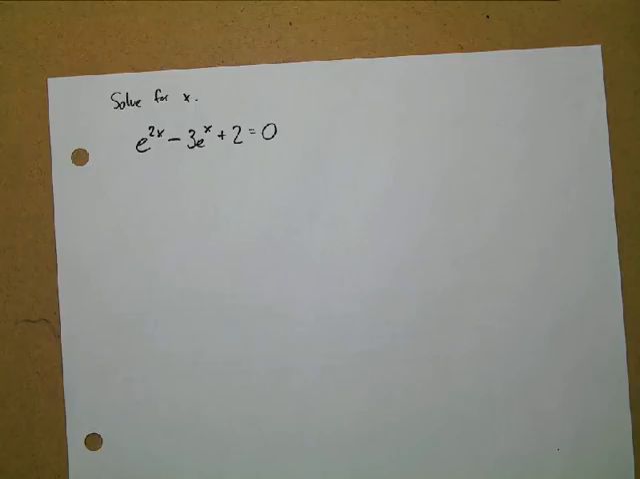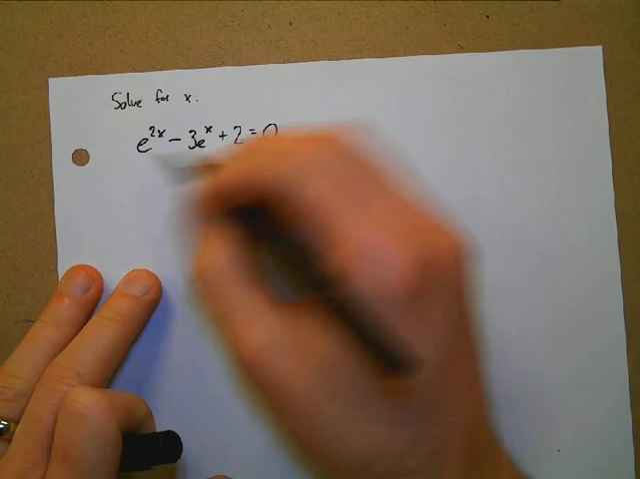The problem is, though, if I try and isolate these, I really can't, because this is e to the 2x, whereas this is just e to the x. So I could subtract the 2 over here. Okay. I get something like that.